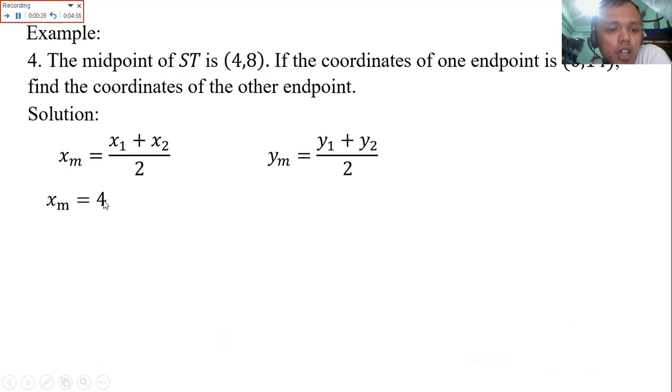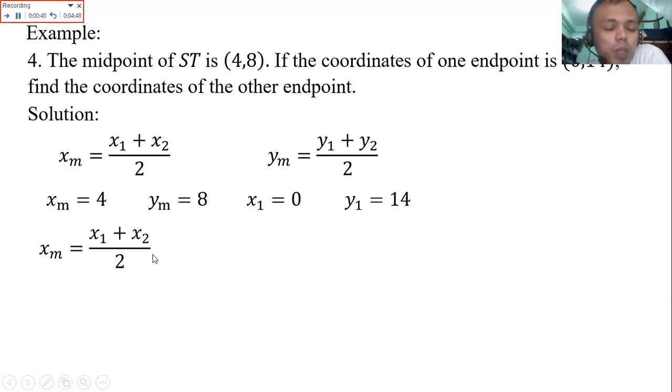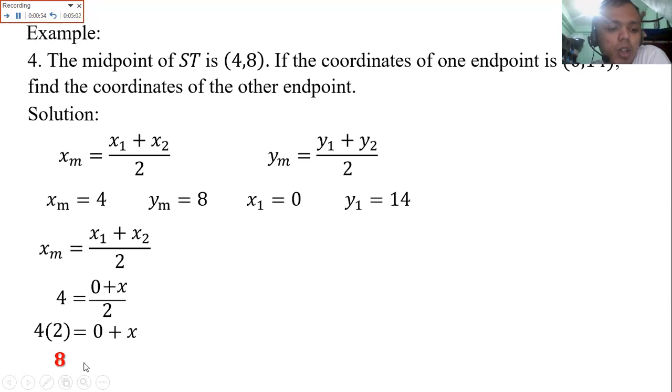Your x sub m here is 4, y sub m is 8, x sub 1 is 0, y sub 1 is 14. No? So, unknown dito yung x sub 2 and y sub 2. Substitute, x sub m is 4 equal to x sub 1 is 0 plus x sub 2, or let us say x na lang, no? Over by 2. Then, multiply natin 4 times 2, no? That is 8 equal to x. No? Kasi pag transpose mo natin 0, automatic 8 minus 0 is 8 pa rin. No? So, your x here is 8.